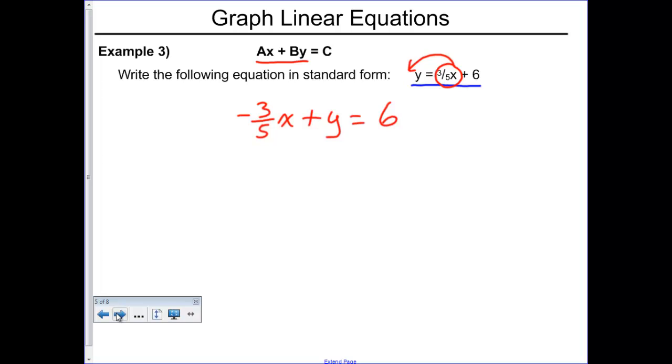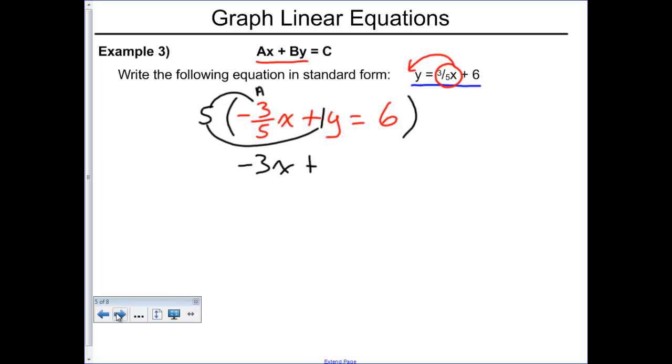Now we have the x and the y on the same side. However, my a value, which is this one out in front here, is a fraction. And a, b, and c, the b value here, by the way, is 1. A, b, and c are supposed to be integers. So what I have to do is clear the 3/5 fraction. In order to clear that 5, I have to multiply everything in my equation by 5. So 5 times negative 3/5 leaves you with negative 3x. So I multiply here, and then multiply here.